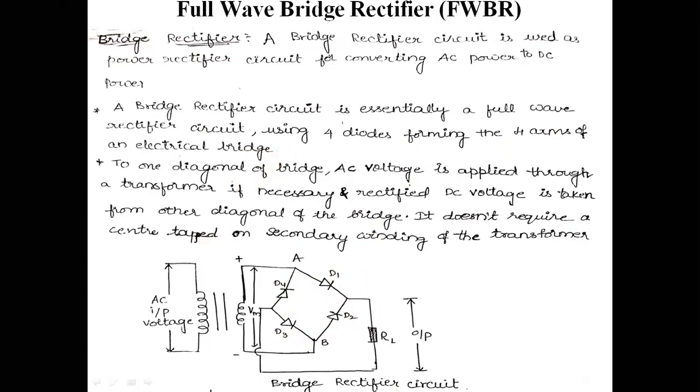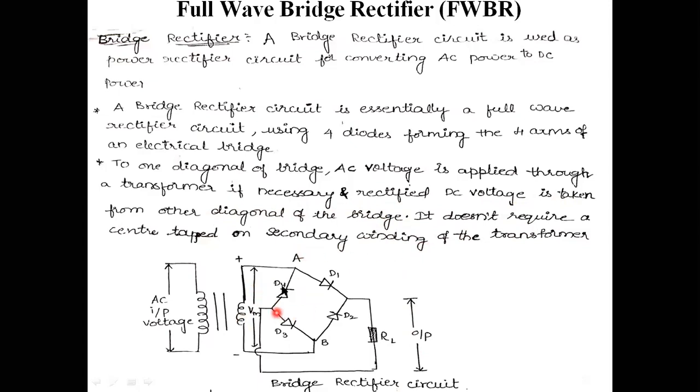To one diagonal of the bridge, any one diagonal, let these be the A part and B part, AC voltage is applied. The other diagonal of the bridge is used to take the output voltage. That is, a rectified DC output voltage is taken from the other diagonal of the bridge. It does not require a center tapped transformer.